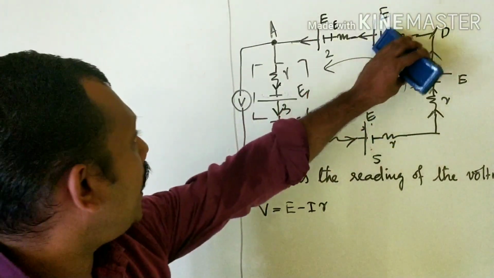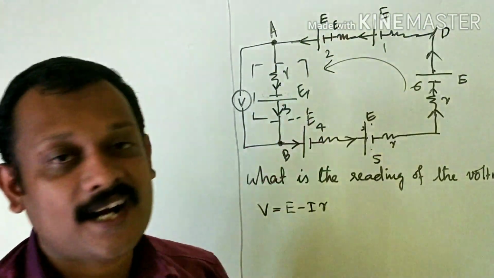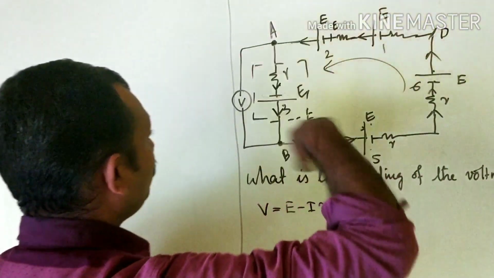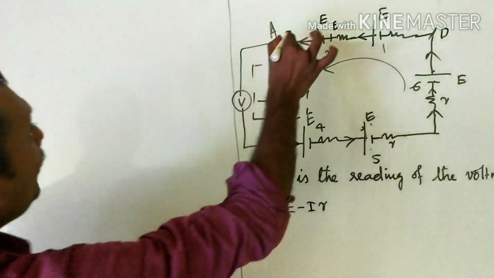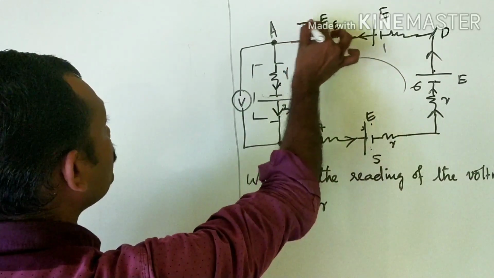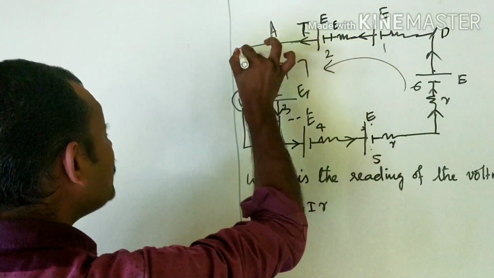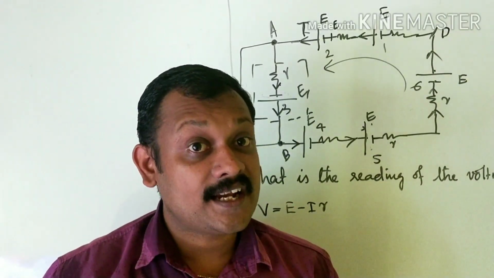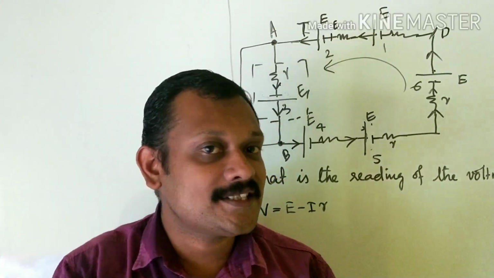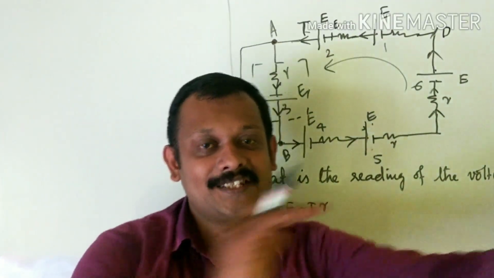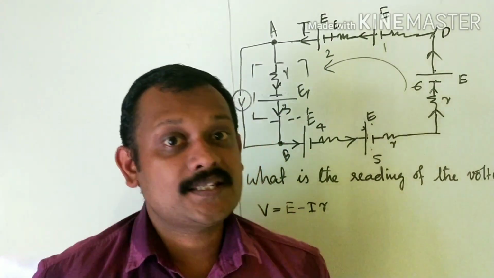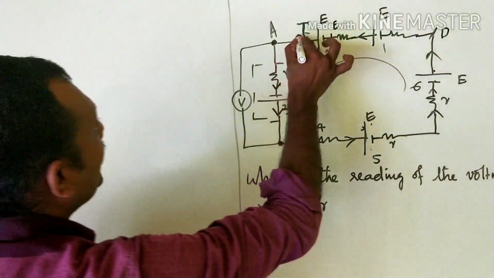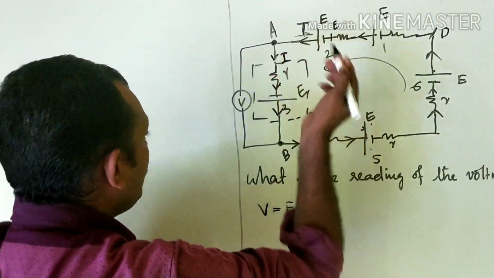Now here, look, 1, 2, 3, 4 cells are connected in the same order, whereas the remaining 2 are connected in the reverse order. Understand one thing, you may be asking me a question, sir, when current I comes here, won't that be flowing through this voltmeter? Answer is no, because voltmeters are generally considered to be of infinite resistance. That means it is like an open circuit, which means no current will flow through the voltmeter. So whatever current I comes from here, that current I will be flowing through this branch only.